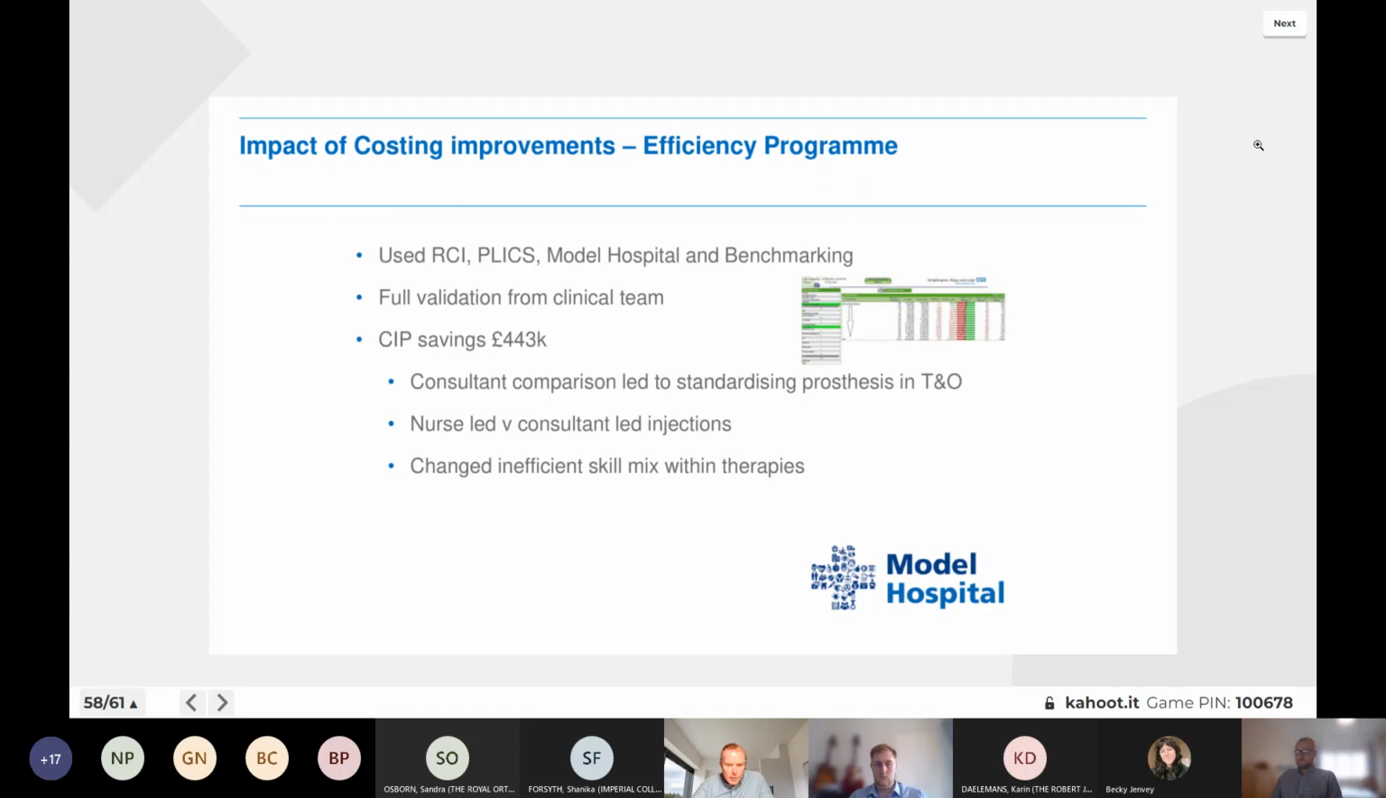Some of the results that we had: we were able to save 440k by standardising the prosthesis in trauma and orthopaedics. We also changed injections from consultant-led to nurse-led, which saved money, and we also changed inefficient skill mixes within therapies.